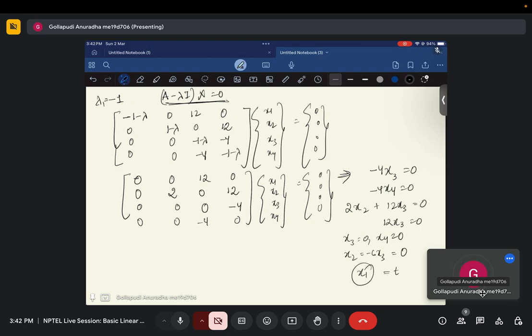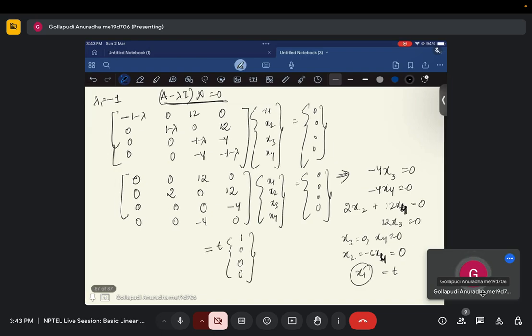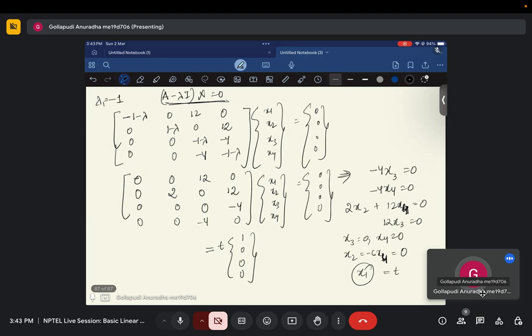Excuse me, ma'am. Yeah, the third equation should be 2 x2 plus 12 x4. Okay, fine. Yeah, anyways, they are also 0, right? So even x4 is 0. So x2, x3, x4 are going to be 0, and so we can get the eigenvector corresponding to the lambda value minus 1 as this.